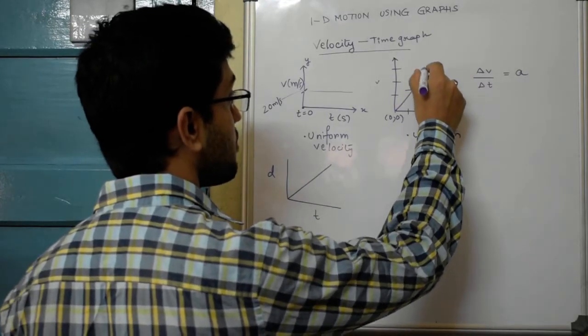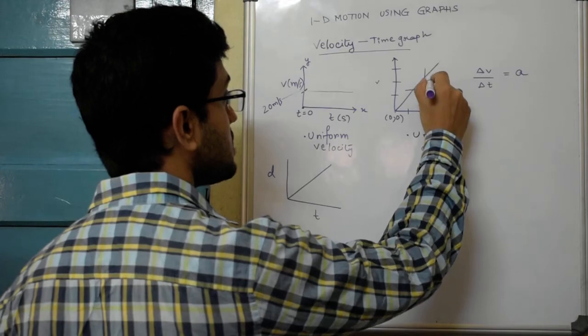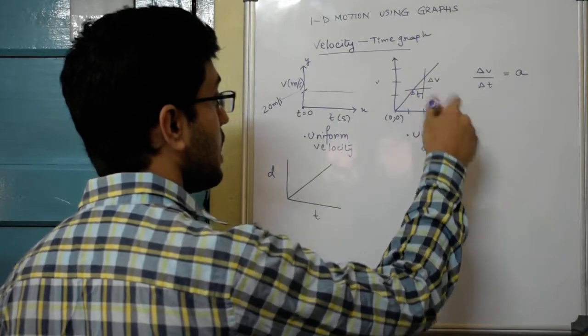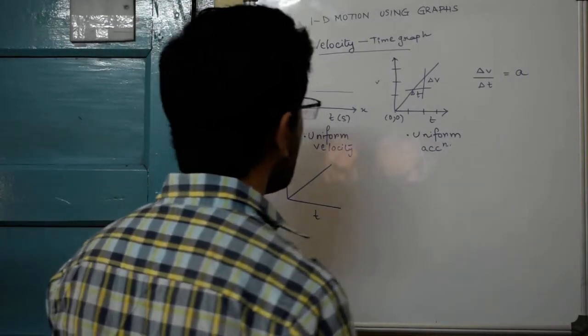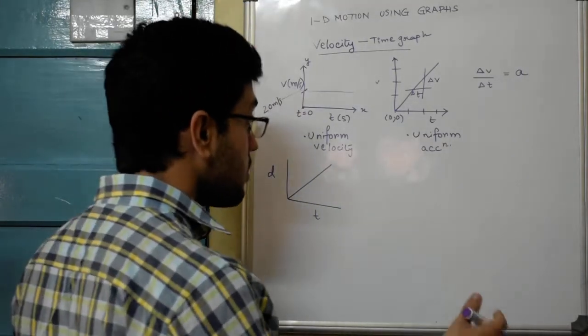And how do we find out this acceleration? Simply, just like in the previous case, we draw a triangle. This is my change in velocity, this is change in time, and from there we can find out the value of the acceleration. And what is the case of non-uniform acceleration?